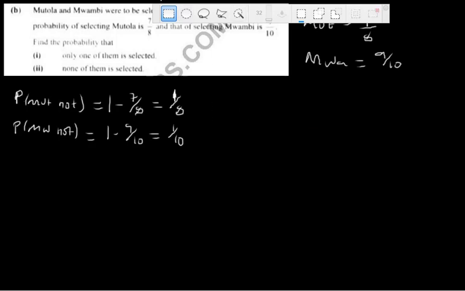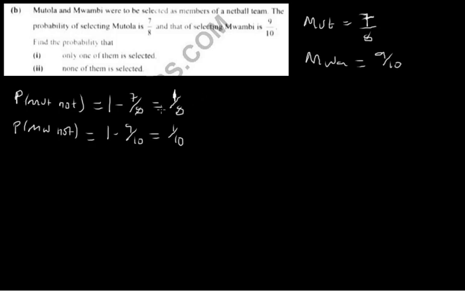So to find the probability of only one of them being selected, we say the probability of this one being selected and not this one, and the probability of this one being selected and not that one. So we'll say 7 over 8. This is the probability of this one being selected and this one not being selected, which is 1 over 10. So multiplied by 1 over 10 plus the probability of this one being selected and not that one, which is 9 over 10 multiplied by 1 over 8.